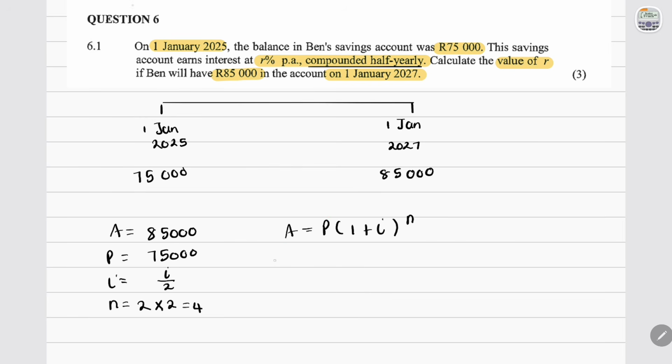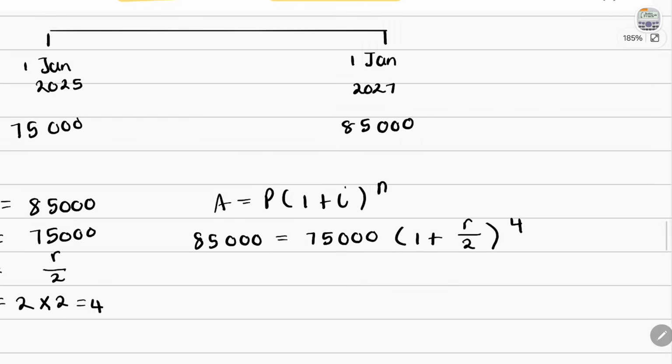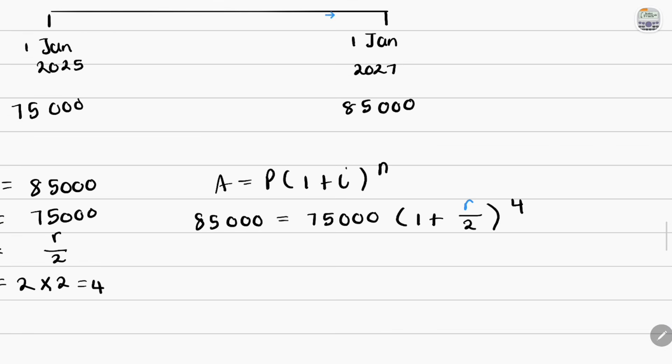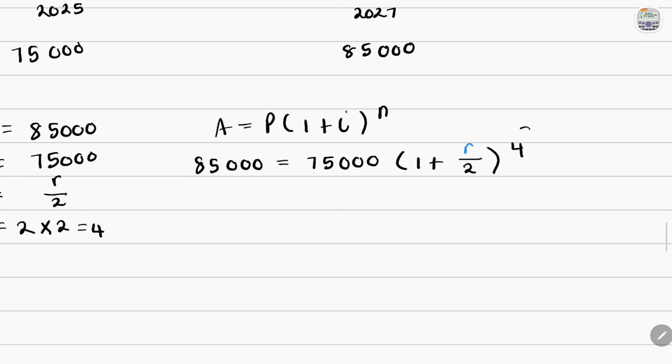So A is equal to 85,000, equal to P, which is 75,000, times 1 plus, and our interest is i, or I'll just call it R because that's what they called it. So R over 2, raised to the power of 4. All we are doing here is solving for R. It's not a case where we have to solve for the exponent, it's just R. So what is the first thing in the way when you want to get to R? That would be the 75,000, so we need to get rid of this.